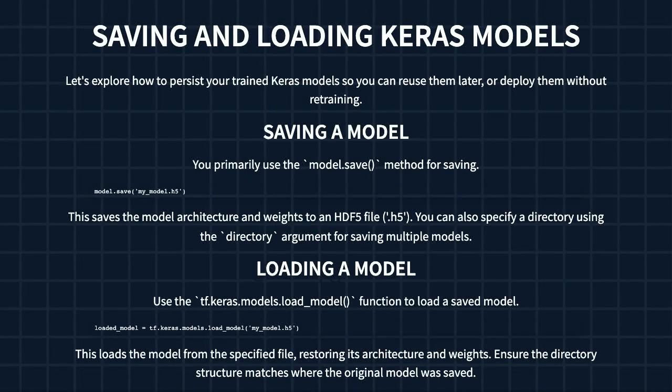Okay, so when you've spent a lot of time training your Keras model and it's performing really well, you'll want to be able to use it again without starting from scratch. That's where saving and loading comes in. The easy way to do this is with the model.save method. Just call that on your trained model and specify a file name. It will save the entire thing as an HDF5 file, which is pretty standard. Then to load it back up later, you use keras.models.load_model, giving it the path to the save file. It's really that simple. Just make sure the directory structure matches where you saved your model originally.